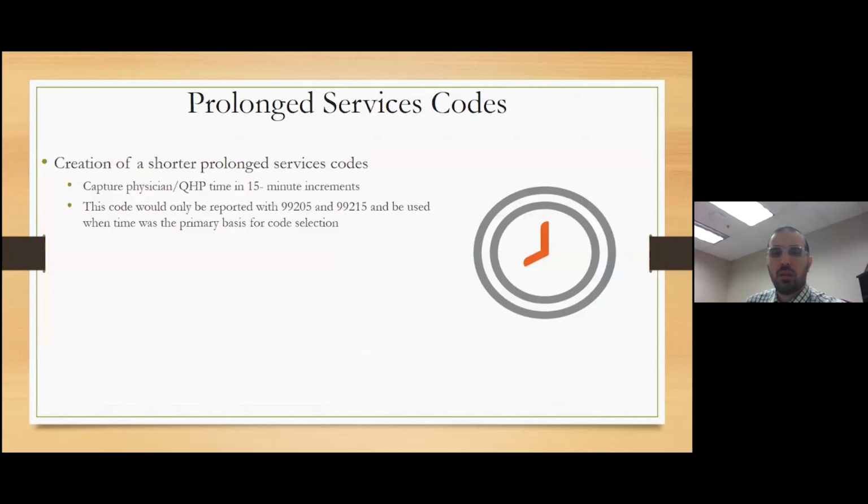Last thing, our prolonged visit that we sometimes have to use, and those will be reported along with the level 5 service. And this is when you use it, like I said, we use the additional level of service for each 15 minutes beyond what is typically on level 5. So if you spend 2 hours, then you report your level 5 and then 2 of the G code.